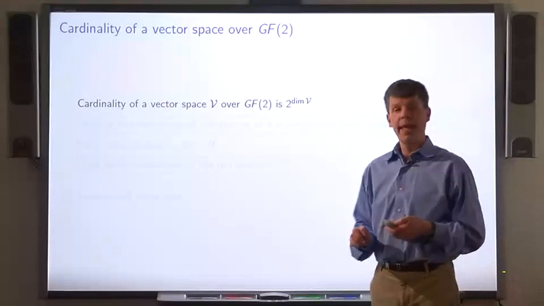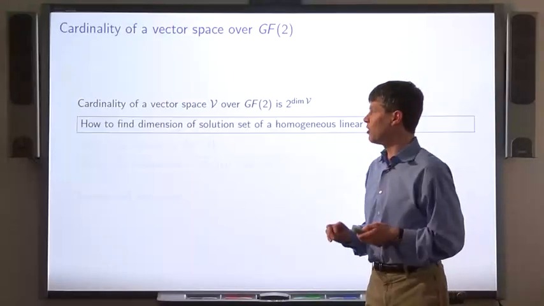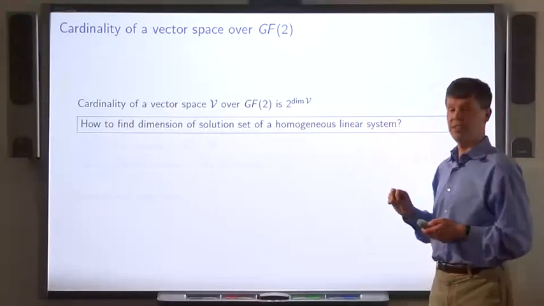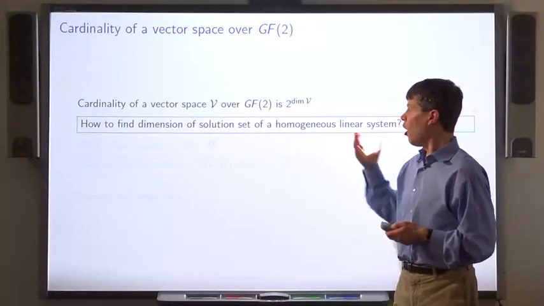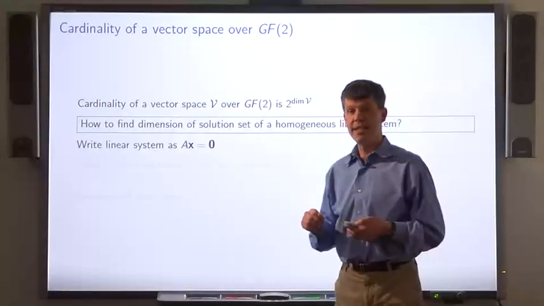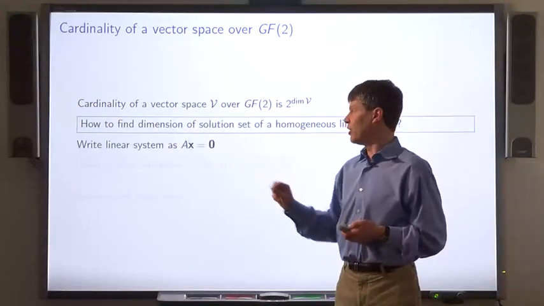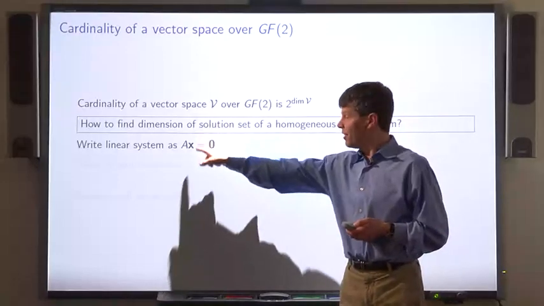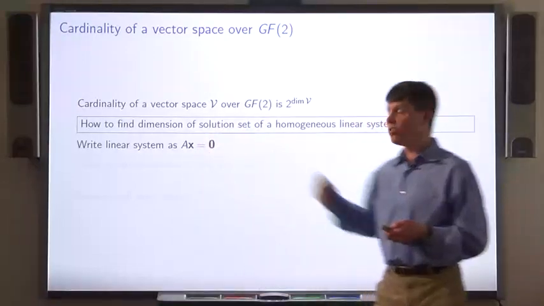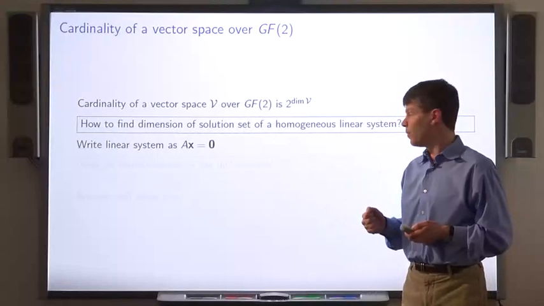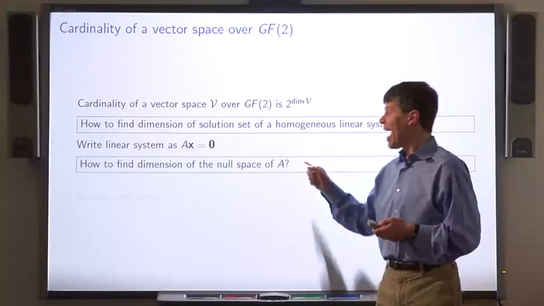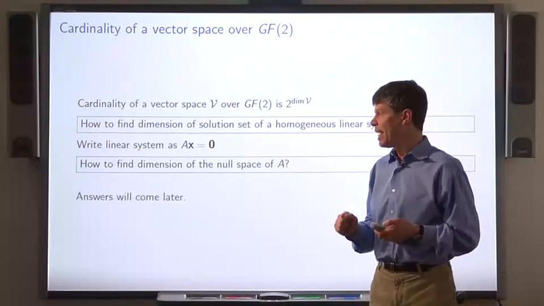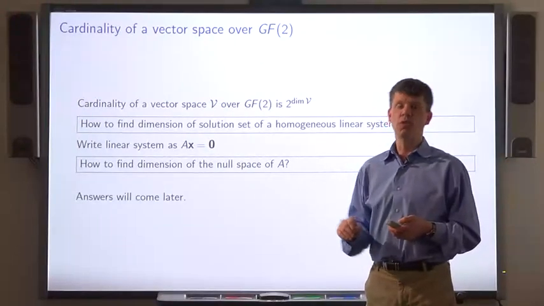Well, it still leaves unanswered the question of how to find the dimension of the solution set of a homogeneous linear system. Now, a homogeneous linear system can be written as a matrix-vector equation, Ax equals 0. And the set of solutions to this is just the null space of the matrix A. So we're really asking, how can we find the dimension of the null space of a matrix A? And that question will be answered later.